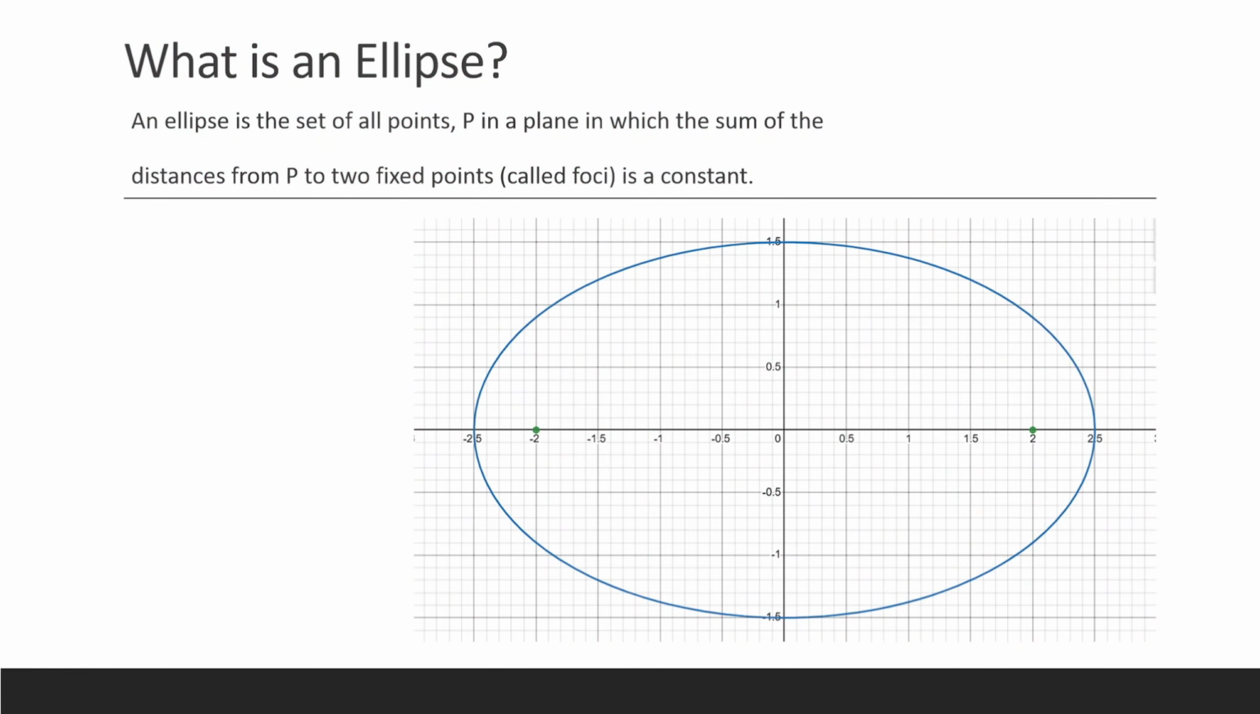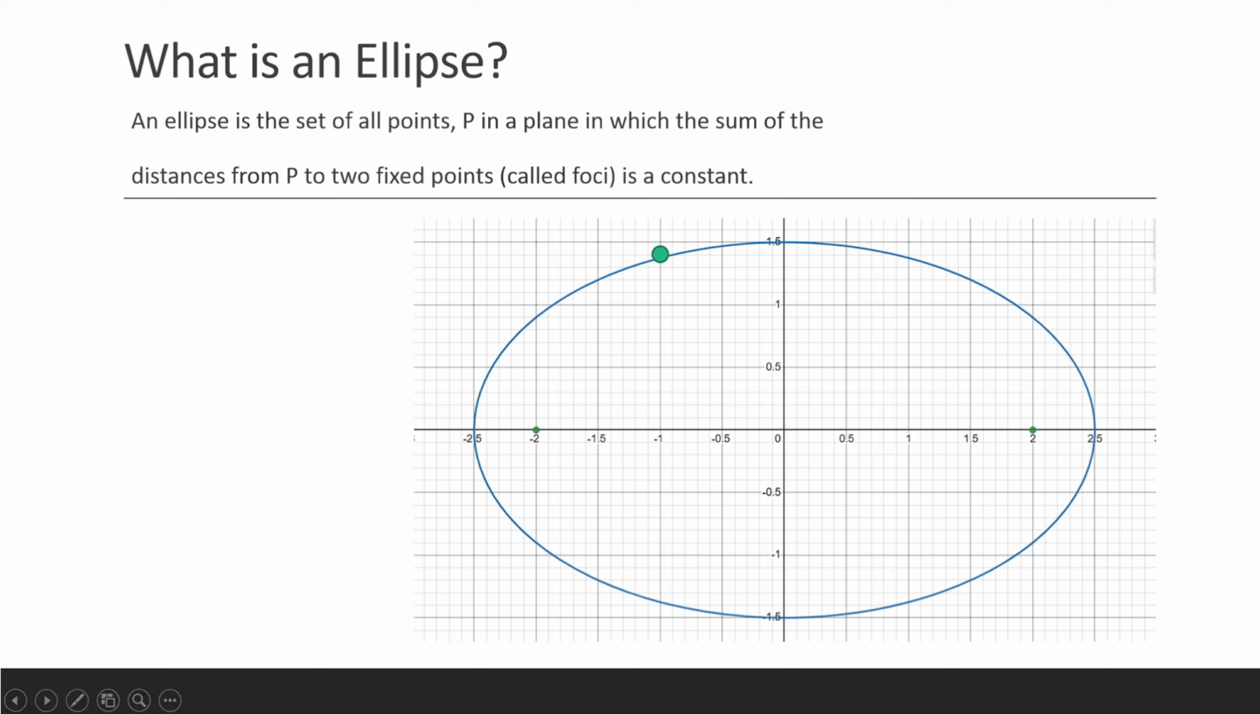So, what is an ellipse? An ellipse is the set of all points P in a plane in which the sum of the distances from P to two fixed points, called the foci, is a constant. Now, what do I mean? Let's visualize it, shall we?